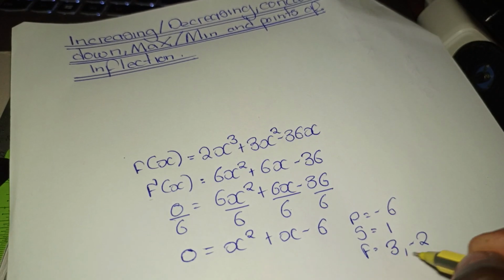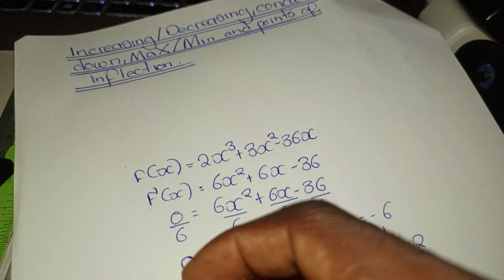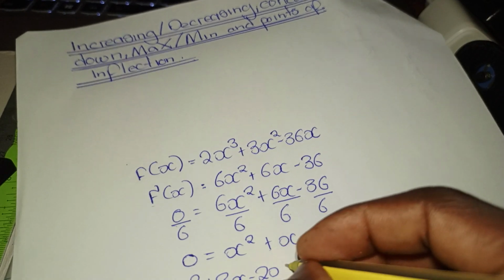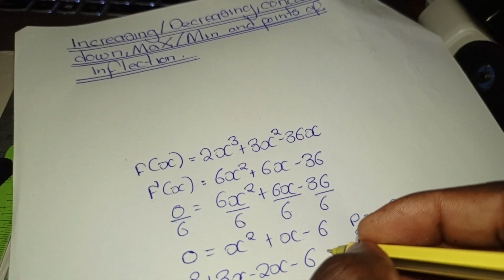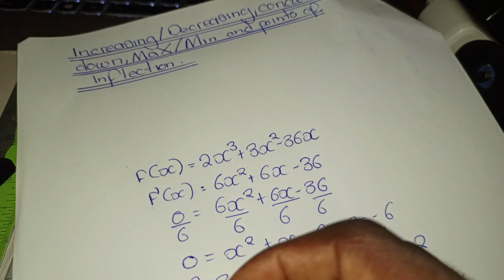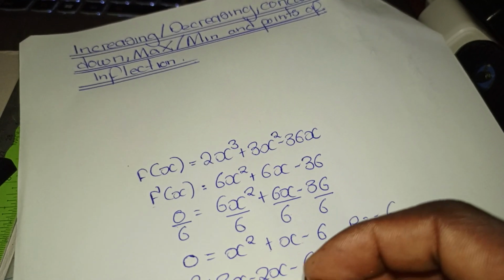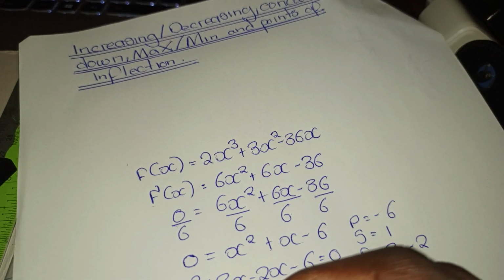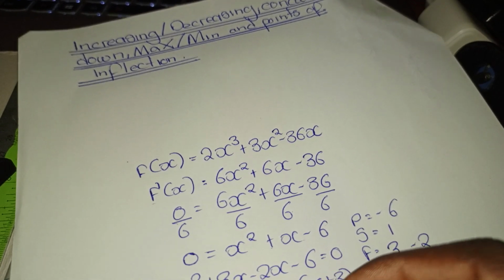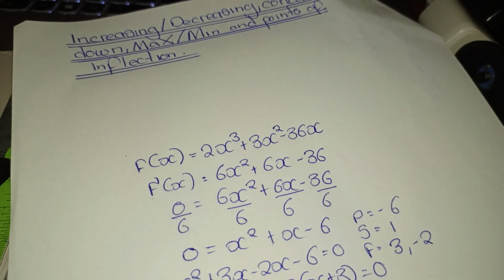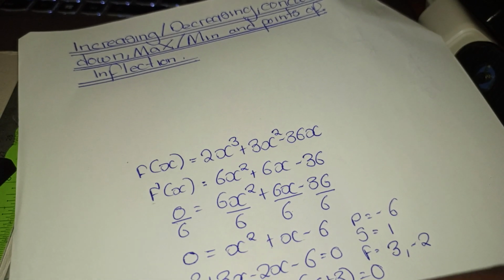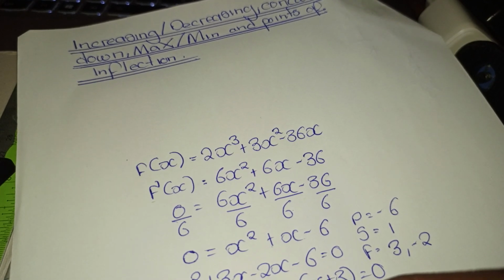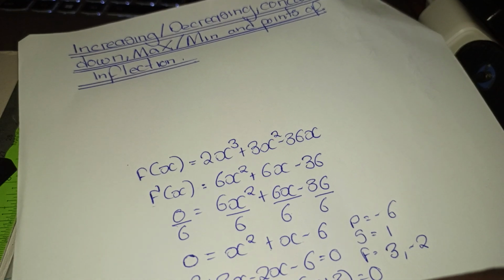So from here now, these two factors will replace this middle term. So we will have x squared plus 3x minus 2x minus 6, where we will now factorize, giving us x(x plus 3) minus 2(x plus 3) equal to 0. So we will have (x minus 2)(x plus 3) equal to 0. We are interested in finding the value for x, so x is equal to -3 and x is equal to 2. Remember, this positive will change to negative.